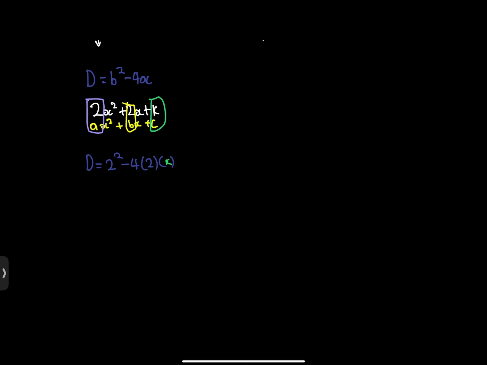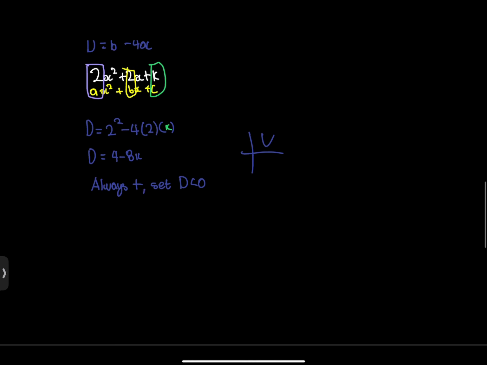So your discriminant is going to be equal to 4 minus 8k. But remember, we want this graph to be always positive. So for always positive, set d to be less than 0. This is so that your graph lies completely above the x-axis.